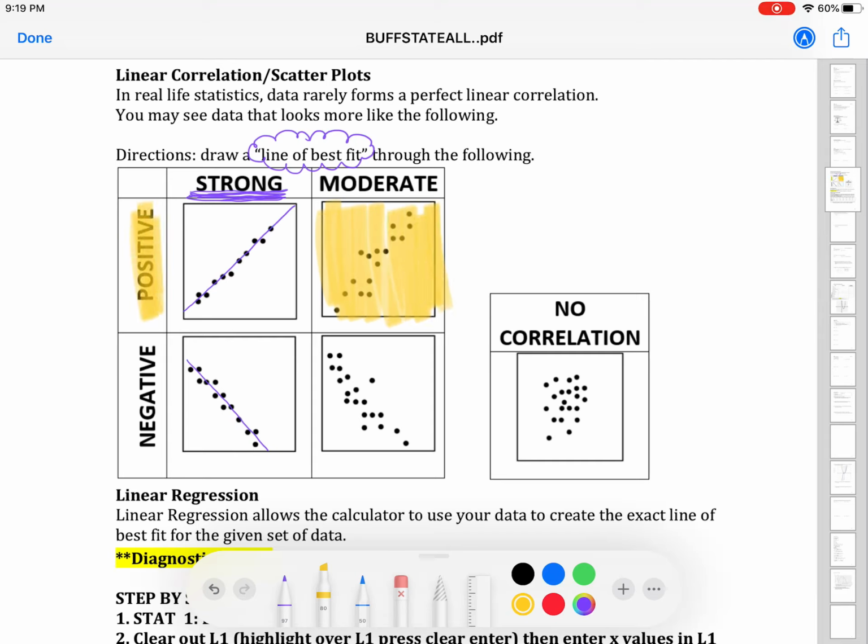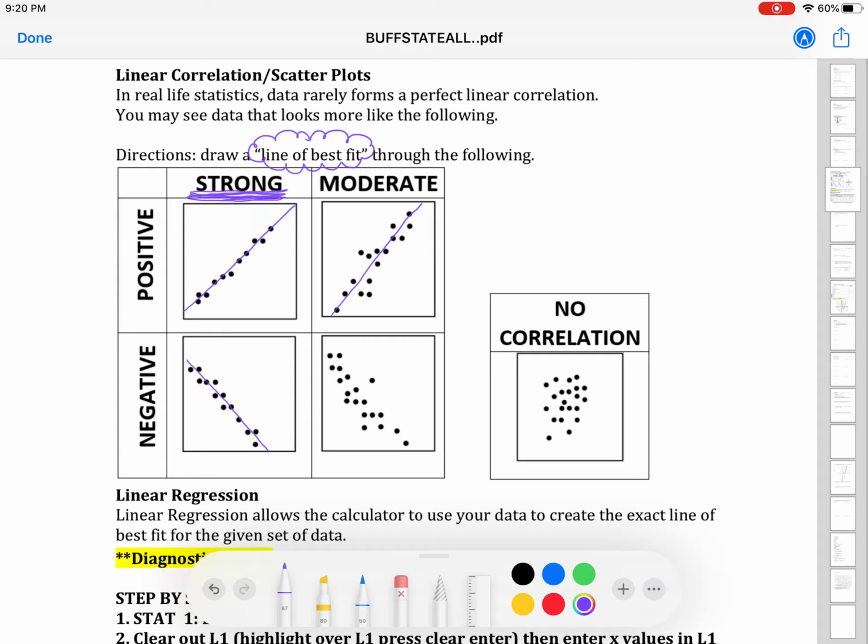The next one we're going to look at is the top right. This one's positive just because it's going in the positive direction when you read it from left to right. But now we're using the word moderate, kind of like a so-so relationship. You can definitely tell it follows some type of linear pattern. What I mean by that is you can draw in a line of best fit and you can see the scatter plot has points that are generally following that pattern.